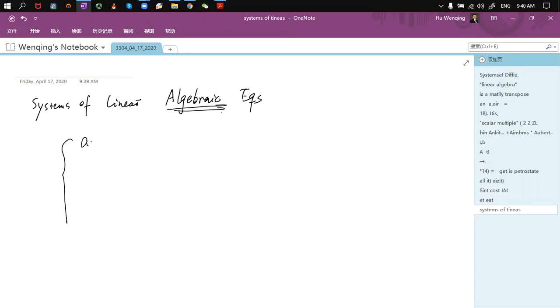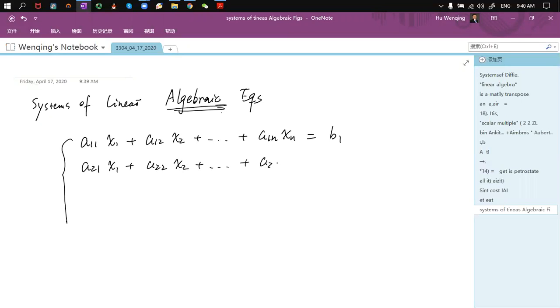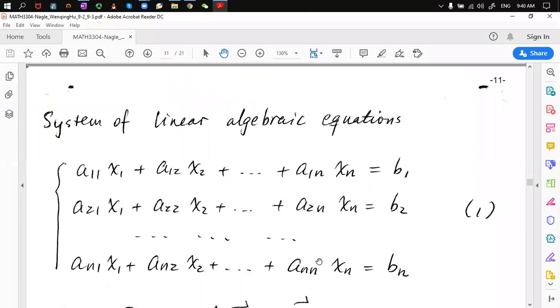Well, the algebraic equations can be written as a11 x1 plus a12 x2 plus dot dot dot plus a1n xn is equal to b1, and a21 x1 plus a22 x2 plus dot dot dot plus a2n xn is equal to b2, etc. So an1 x1 plus an2 x2 plus dot dot dot plus ann xn is equal to bn. That's what we call a system of linear algebraic equations. Is that good, family?